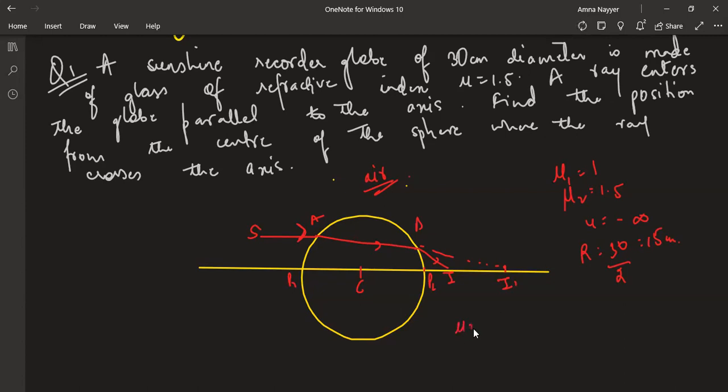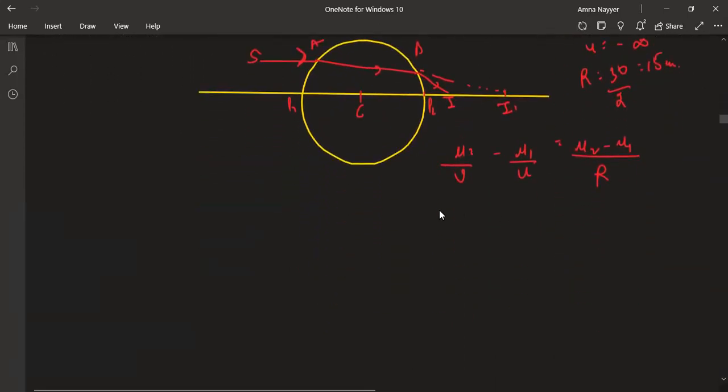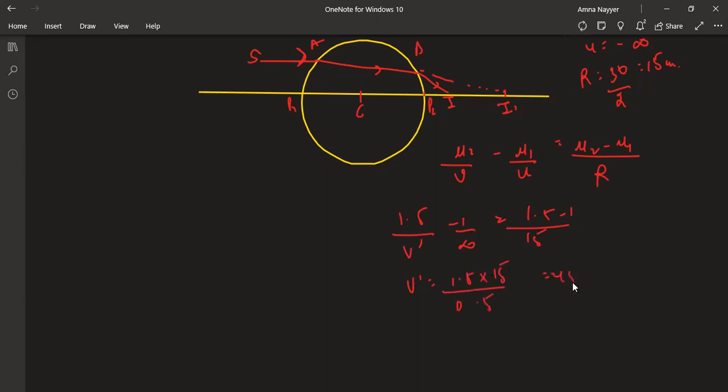Now apply it: mu 2 by v minus mu 1 by u equals mu 2 minus mu 1 by r. Why did I use this particular formula? Because the ray of light is entering from rarer to denser. Now substitute 1.5 by v. Let us write it as v dash only because this is not the final image. Minus 1 by infinity equals 1.5 minus 1 by 15. So v dash is 1.5 into 15 by 0.5. This will be around 45 centimeters. So this we have obtained.